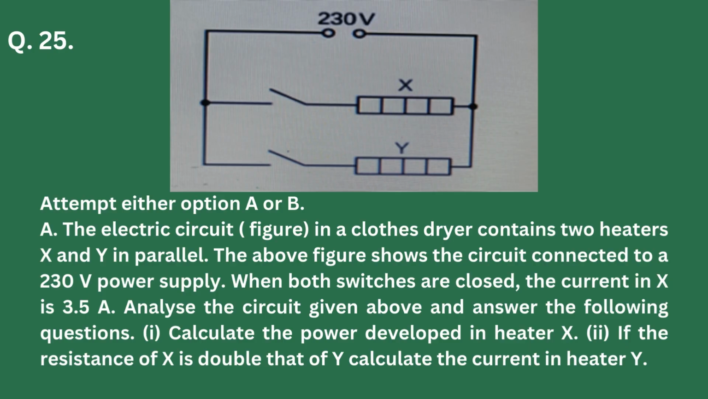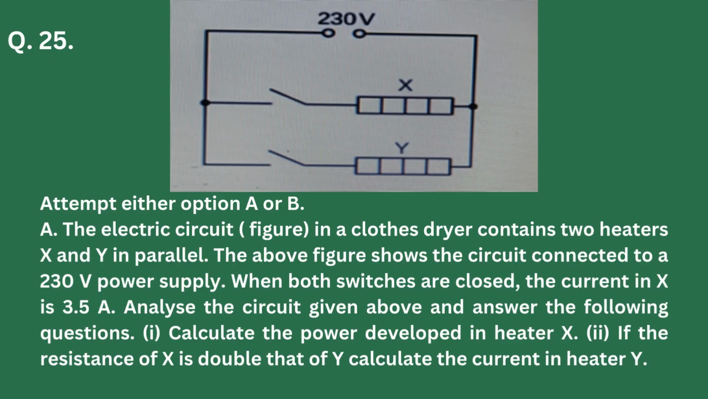Question number 25. Attempt either option A or B. A. The electric circuit in a clothes dryer contains two heaters X and Y in parallel. The above figure shows the circuit connected to a 230 volt power supply. When both switches are closed, the current in X is 3.5 ampere. Analyze the circuit given above and answer the following questions.